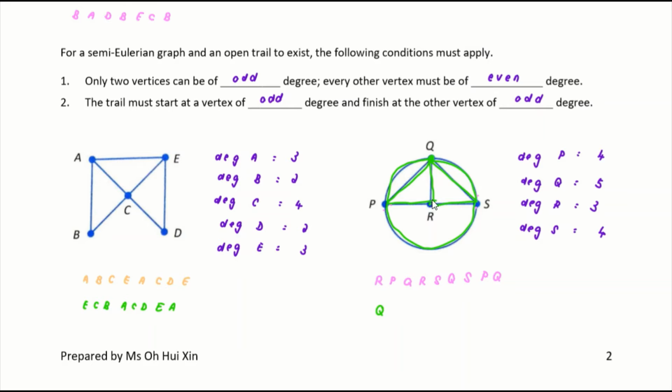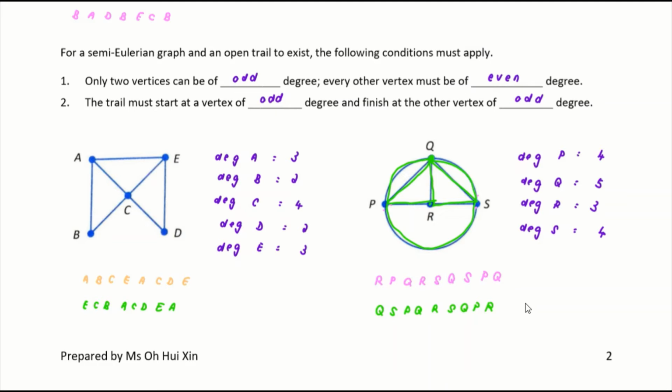So this is where you end. So this is supposed to be a semi-Eulerian rather than a closed. Okay, so in this case, let me try to write down Q, S, P, Q, R, S, Q, P, R. Okay, so that's our edges.